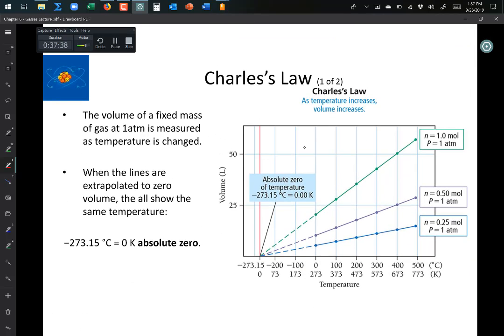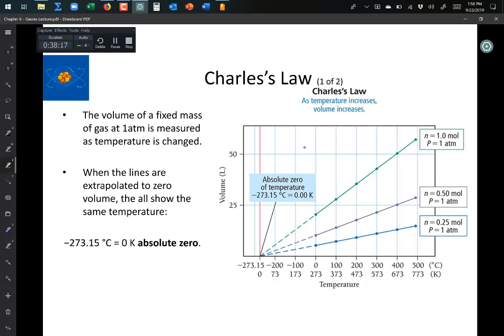There's also Charles' Law. Charles' Law was an interesting experiment for many reasons. What Charles did is he took a fixed mass of gas and cooled it, and he allowed the volume to change as he cooled it. So this is a pretty wide range of temperatures. But if you take hot gas and then you cool it a little bit, this will be its volume. You cool it a little bit, this will be its volume. You cool it a little bit, this will be its volume.